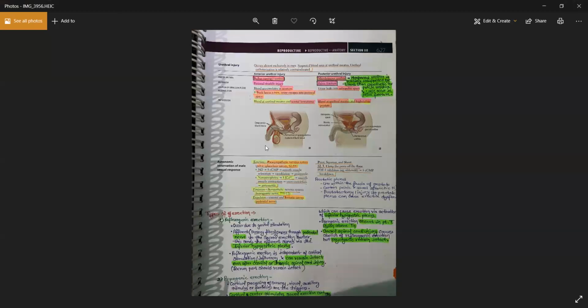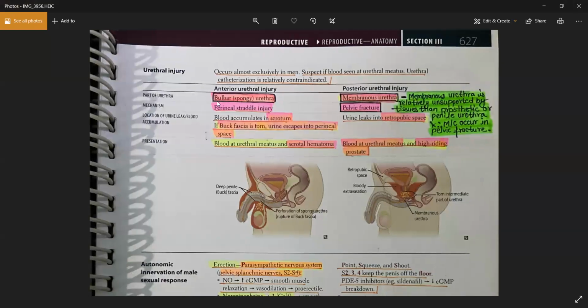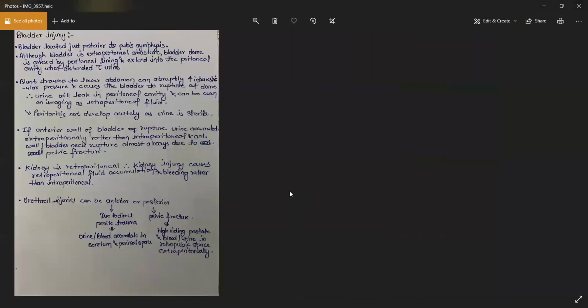Now let's discuss urethral injury. You have the anterior urethra and you have the posterior urethra. This part that you can see is the anterior urethra that is present within the penis. After that, you have the posterior urethra. Now this posterior urethra has two parts. One is the membranous urethra and the second is the prostatic urethra. The prostatic urethra is present within the prostate, as you can see here.